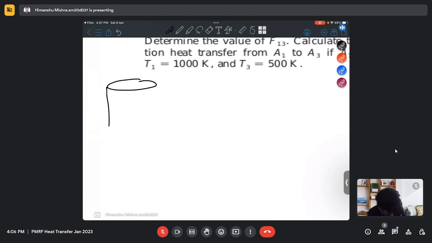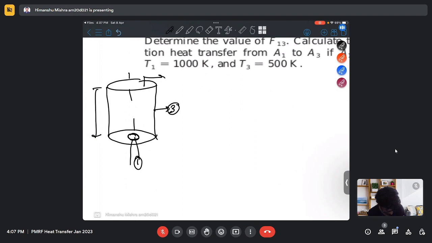So we have given a surface. So this is my surface 1. This is my surface 3. This is my surface 2. And let's say this remaining surface is surface 4. So my length is 2 meter, diameter 3 meter, and it is given that A2 is much larger than A1.